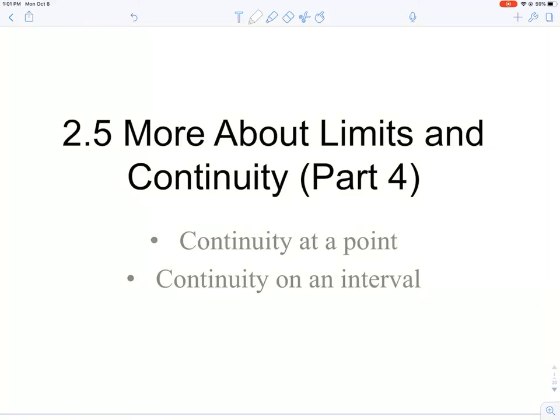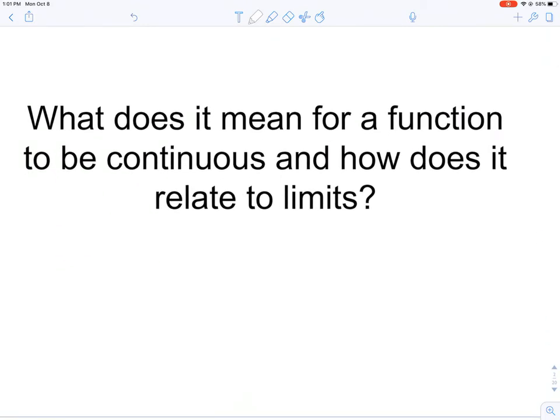All right, section 2.5, part 4, the final part of section 2.5 is about continuity and how continuity relates to limits. So we're going to be talking about a function being continuous at a point, what makes a function continuous at a point, and then also continuity of a function on an interval. So our big question for this entire section is, what does it mean for a function to be continuous, and how does it relate to limits? Because it's going to relate to limits, of course.